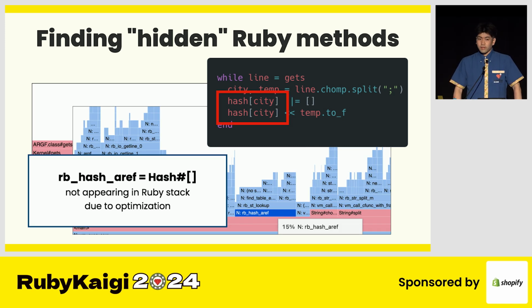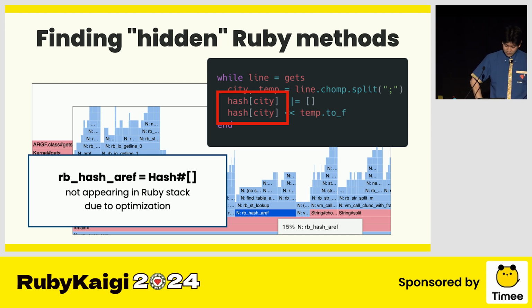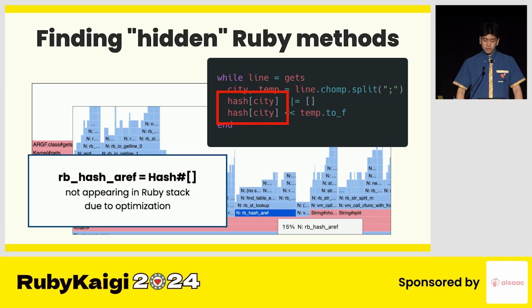The answer is this, the hash bracket function. Even though this method is actually consuming quite a lot of time, it doesn't get revealed in the Ruby flame graph. This is because hash bracket is optimized at the CRuby level and doesn't show up in the Ruby level stack trace. But if you have the C profiling feature, you can find the rb_hash_aref, which represents the hash bracket function. So if you have a little knowledge about C, you can get closer to the real bottlenecks of your program.